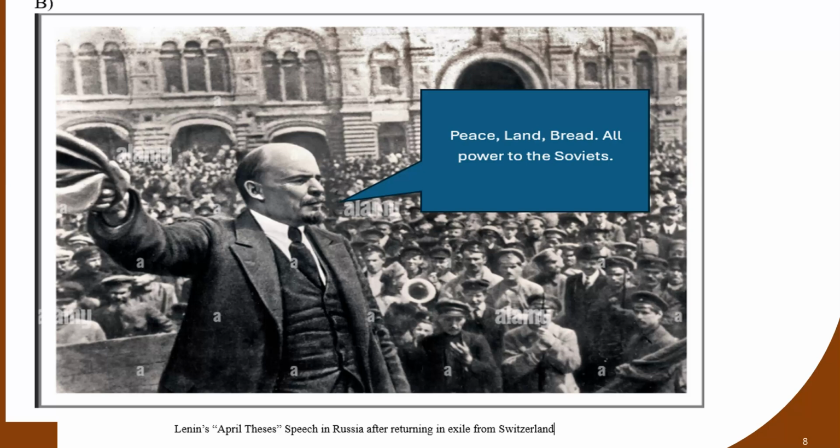This is Lenin, and I don't really know that this is at Finland Station where he got off the train, but this is the so-called April Theses. He came back from Switzerland, and he said, "Peace, land, bread, all power to the Soviets." I hope you know what all that stuff means. The Soviets were the workers' councils that he had decided that he could use to overthrow the Russian government. And anyway, so I'm going to point something out here.